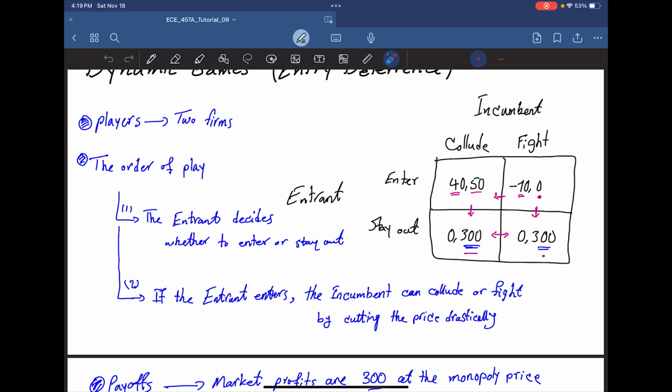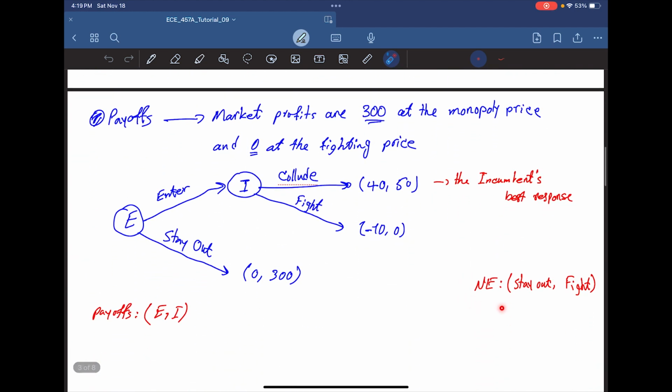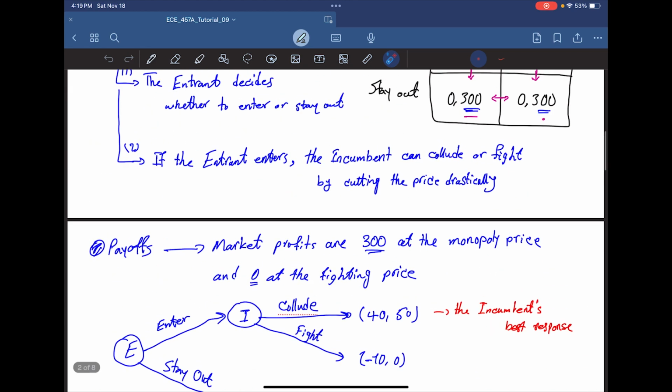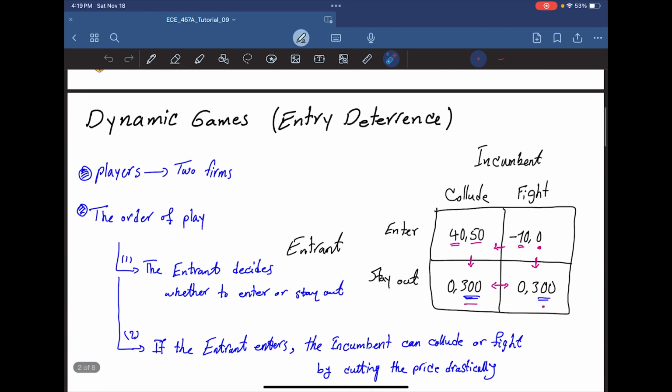But when the entrant stays out, there's no reason for the incumbent to collude. But the incumbent can fight to increase its profit. So a reasonable answer for the Nash equilibrium is stay out and fight. Okay, I think this is it for this example, dynamic games.